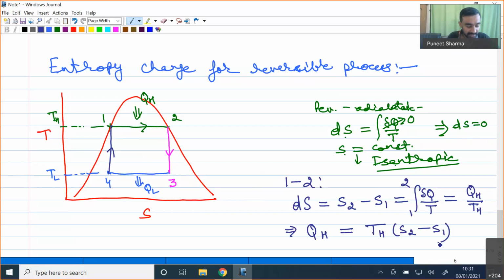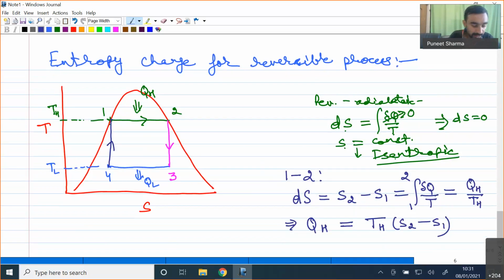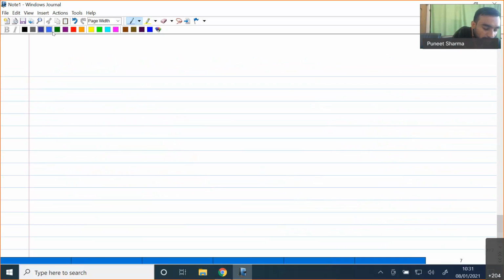So what is this? This is equal to the area under this particular diagram. Let me show it once again. For process 1 to 2, I have got that my QH is equal to TH times S2 minus S1.